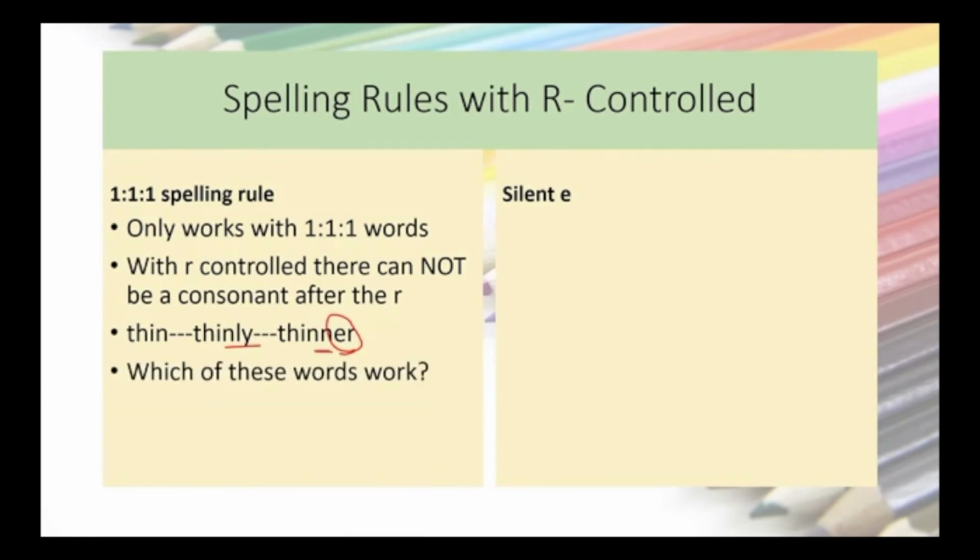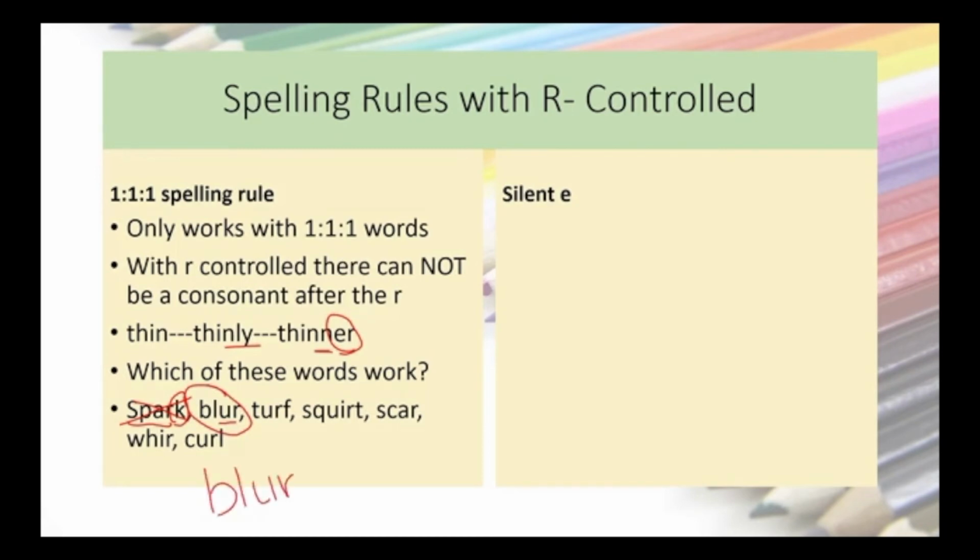So let's look at some words that would work and follow this 1-1-1 spelling rule. The first word is spark. Notice I have spar, but I have this K on the end, so that does not work. The next word is blur. You end the word with a UR. So in this case, you have one vowel followed by one consonant, and it's a one-syllable word. So blur is a 1-1-1 word. If I were to write the word blurry, I would need to add an extra R.